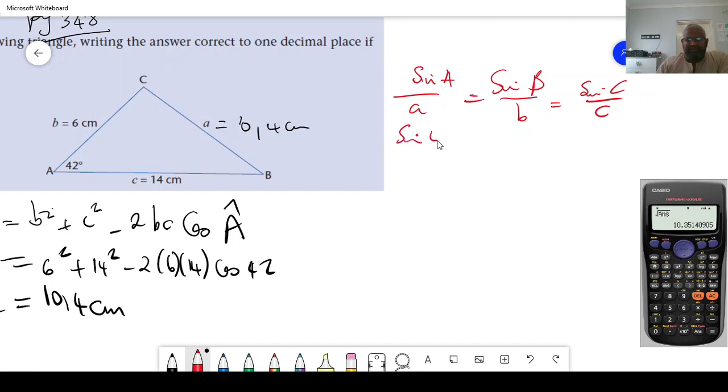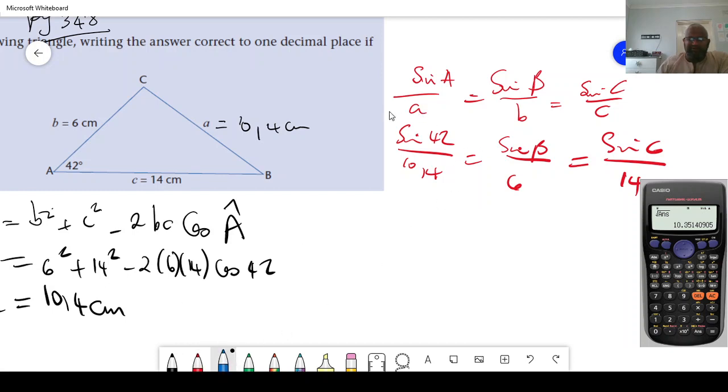Sine angle A is 42 over 10.4, equals sine of angle B, which we don't have, over lowercase b, which is 6, equals sine of C, which we don't have, over lowercase c, which is 14. Okay, so that's the known ratio there, sine 42 over 10.4, that's definite. However, the unknown is at your b, so I'm going to use those two ratios. Okay, so what I'm going to do is take that 6 up.